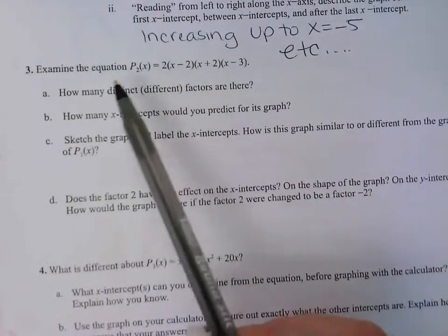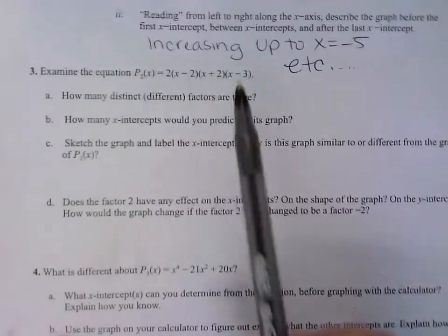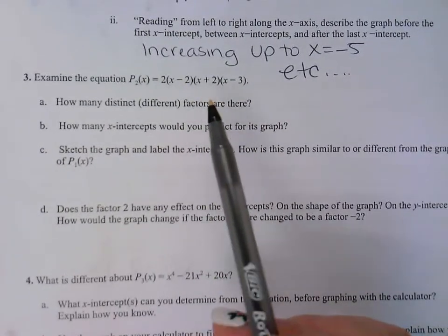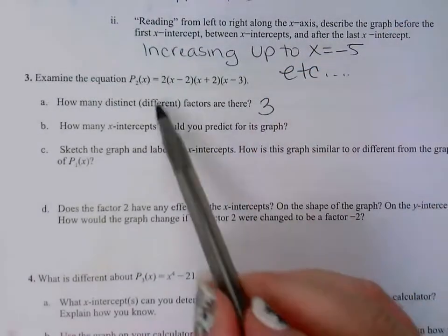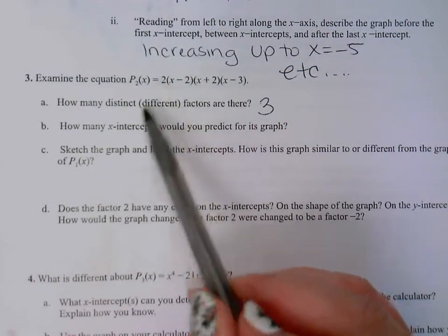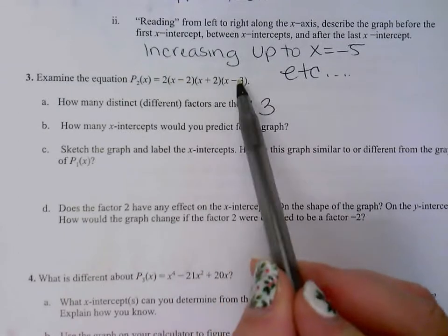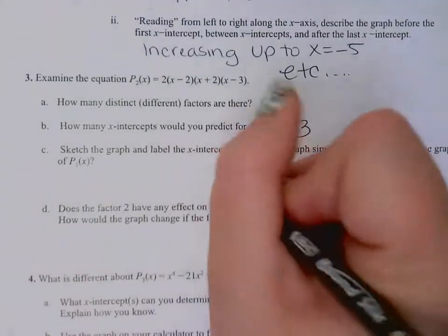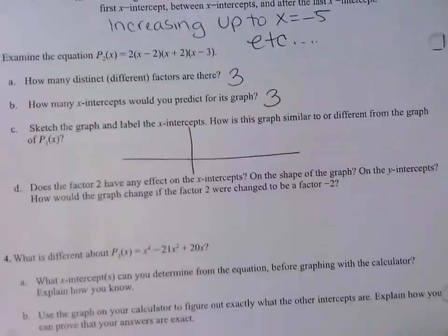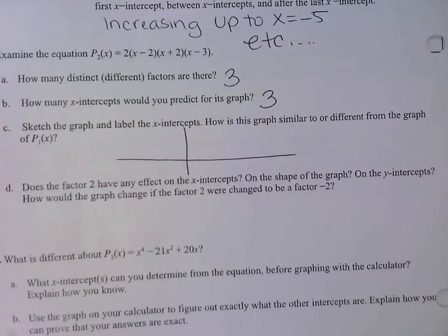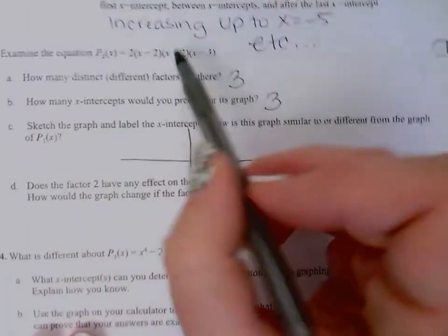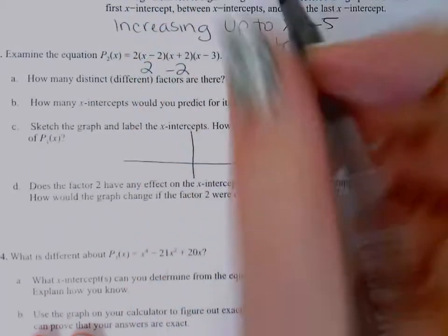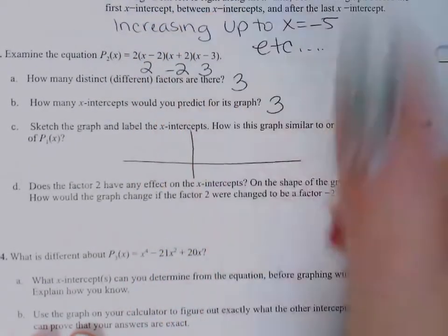All right, so examine this equation. How many distinct factors does it have? How many would you say? 3. I mean, technically, I guess you could count 2 as its own factor, but when they mean factors, they mean that have x in them. How many x-intercepts would you predict? 3 x-intercepts. So sketch the graph. So let's, without using a calculator, how would we sketch this graph? Where are the x-intercepts going to be? One of them is going to be at +2. One of them is going to be at -2. And one of them is going to be at +3.